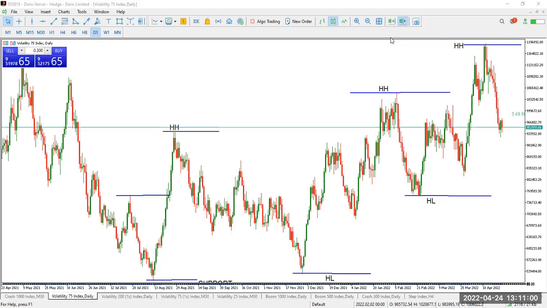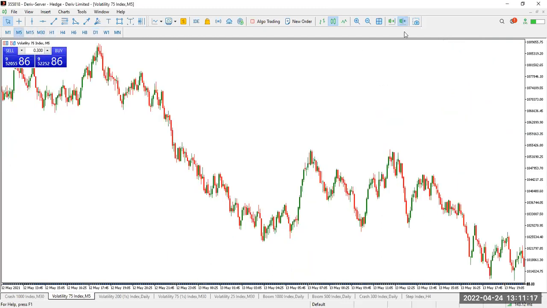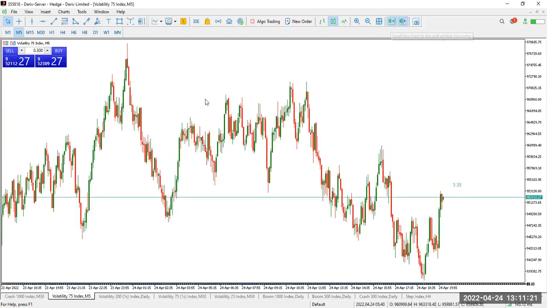Okay. Then another question, please. Can we try this on a lower time frame? Yes, we can try it on a lower time frame. Like a 5 minutes? Yes. 5 minutes is a smaller structure time frame. You can try it and it works. So this is 5 minutes.